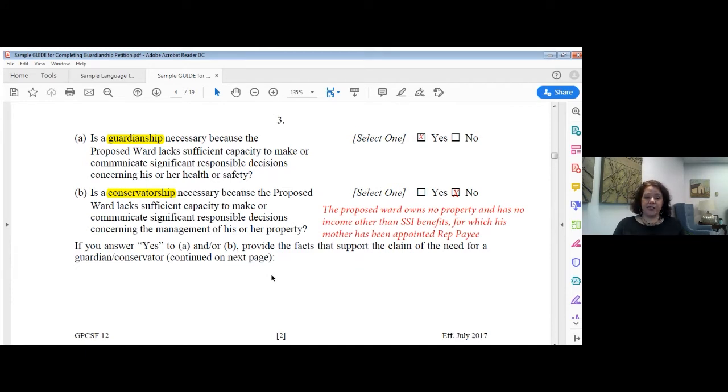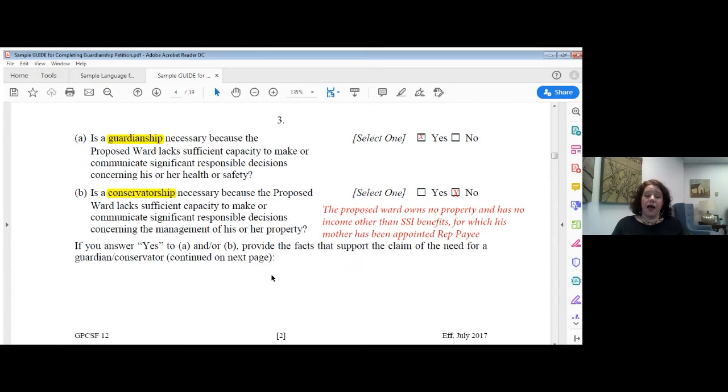This language that you see cited at 3A is not a coincidence. That is the exact language that the Georgia Code states has to be satisfied in order for a guardianship to be granted. So, does the proposed ward lack sufficient capacity to make or communicate significant responsible decisions with regard to their health and safety? That's your whole case right there. That's what we are out to prove.